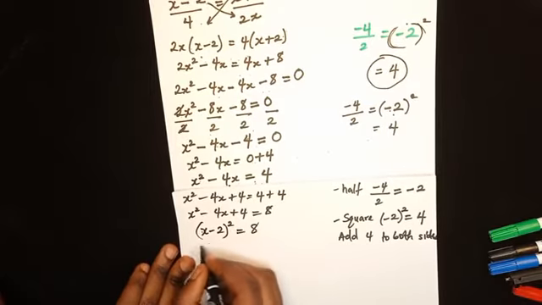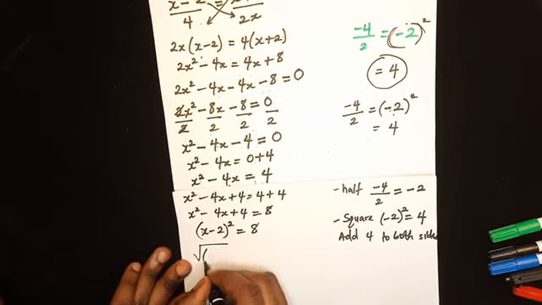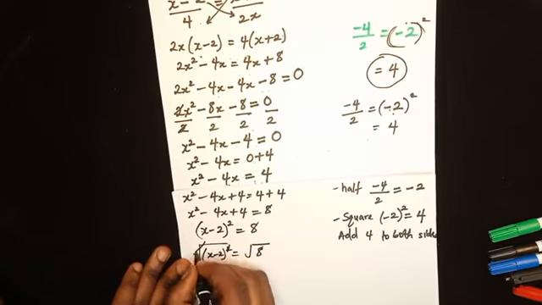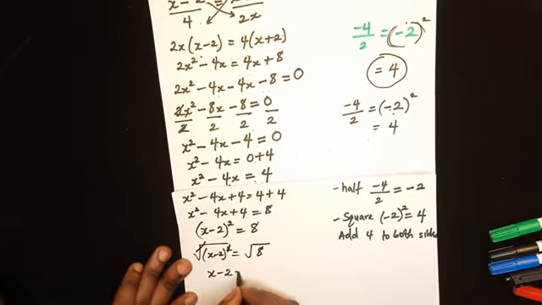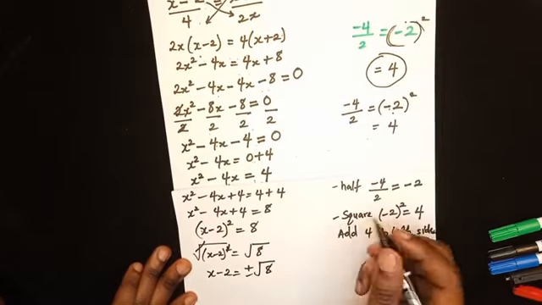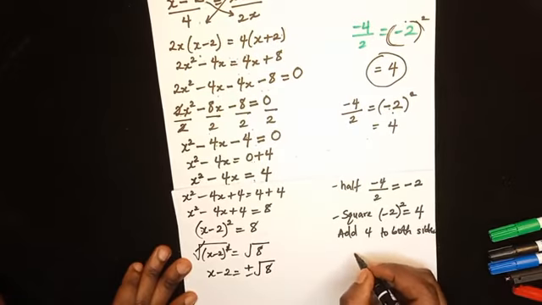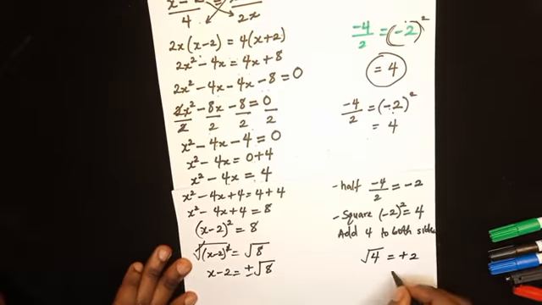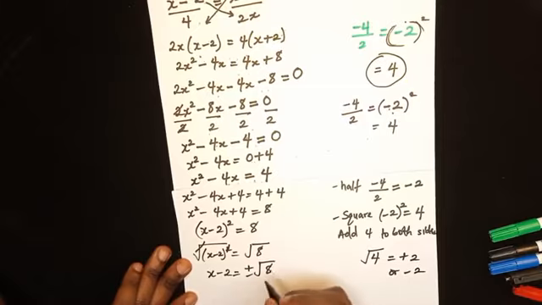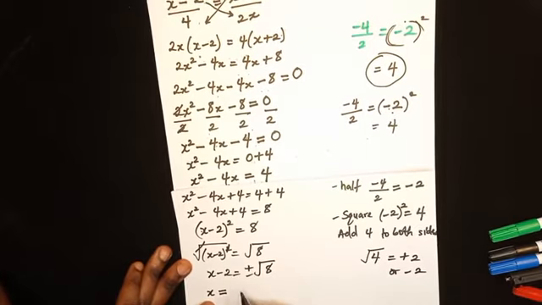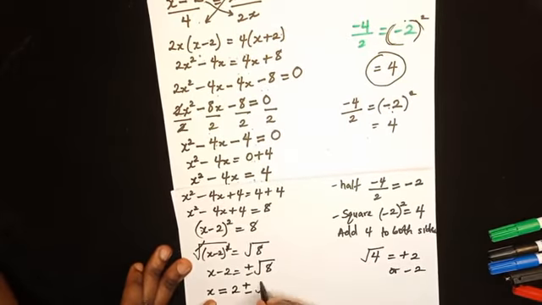To remove the square here, I need to square root both sides. Taking the square root of both sides, x minus 2 all squared equals to square root of 8. Square cancels the square root. I have x minus 2 equals to plus or minus square root of 8. I believe you know why I added the plus or minus. Remember, for instance, square root of 4 will give me either plus 2 or minus 2. So in quadratic equations, you need to indicate this plus or minus. Now I take minus 2 to the other side. That gives me x equals to 2 plus or minus root 8.